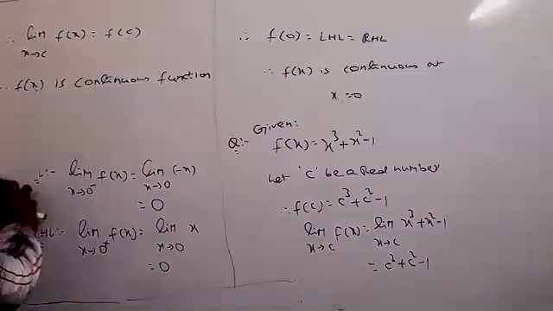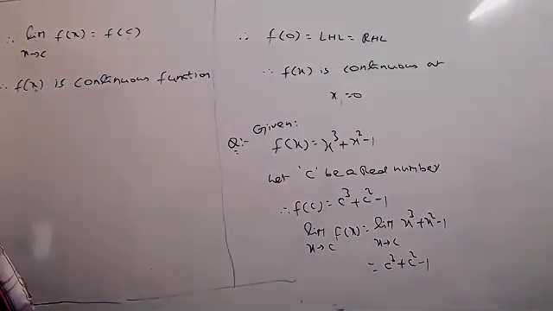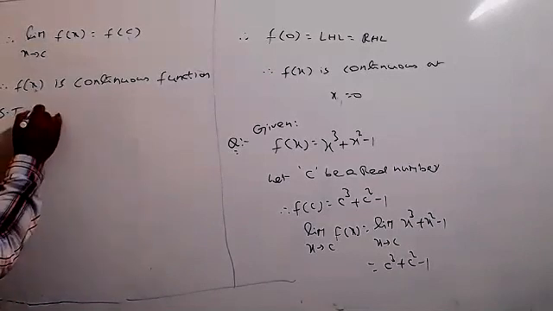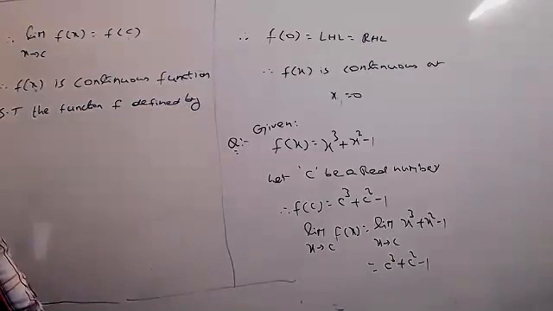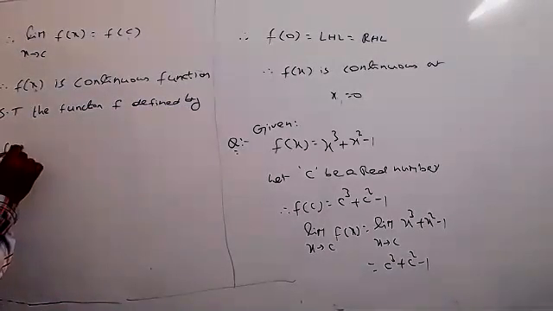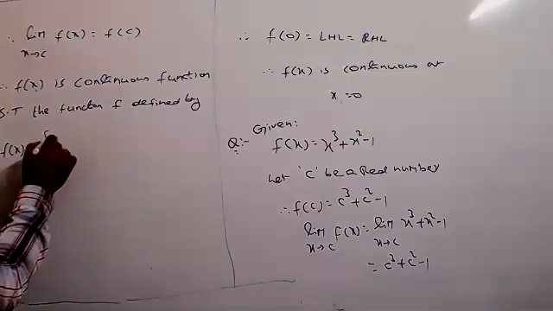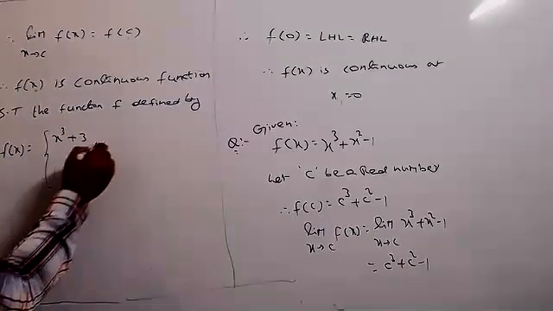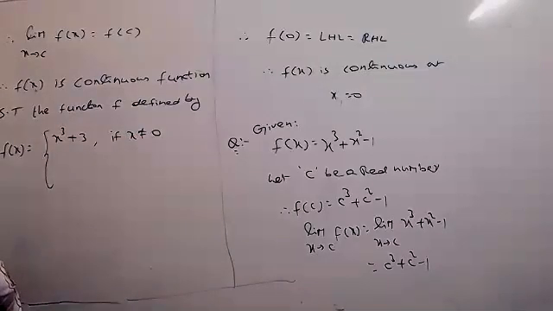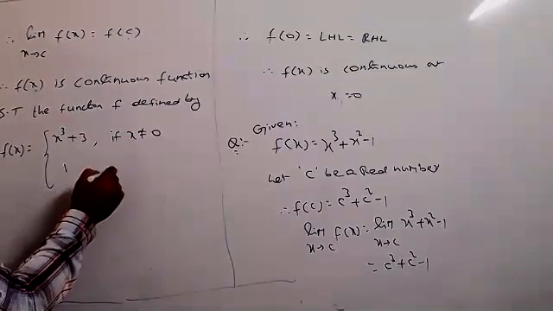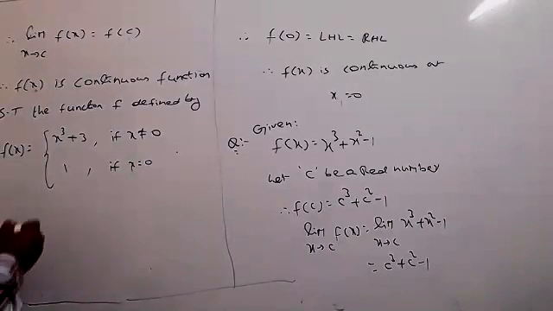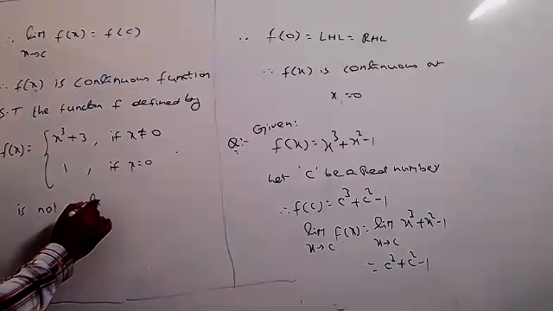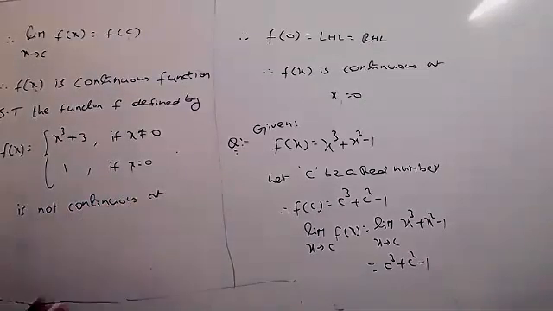Next problem now. Show that the function f defined by f of x equals x cube plus 3, if x not equal to 0, and 1 if x equal to 0, is not continuous at x equal to 0.